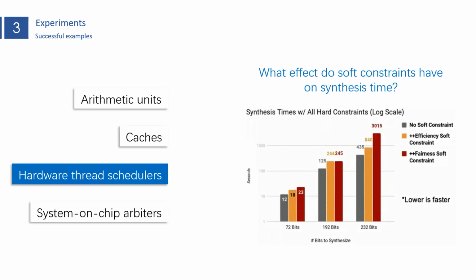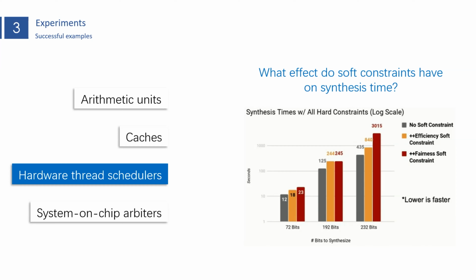This result is actually not presented in the paper, because it is a drawback of the project that the authors conducted. You can see the axis is in log scale, so the difference might seem small in this graph, but it's actually a huge difference in time. The horizontal axis is different synthesis sizes, the actual number of bits that we need to synthesize, and the vertical axis is the synthesis time. The color represents the type of soft constraints applied to this design.